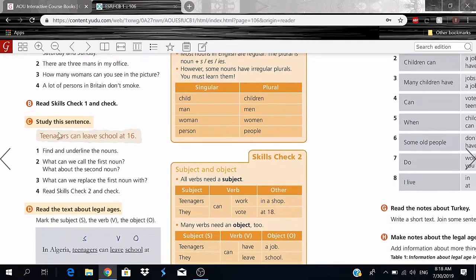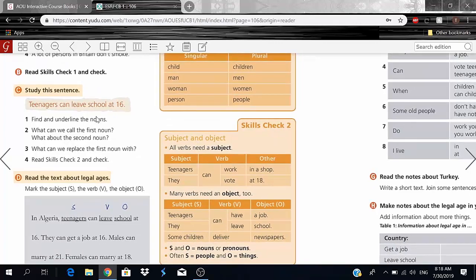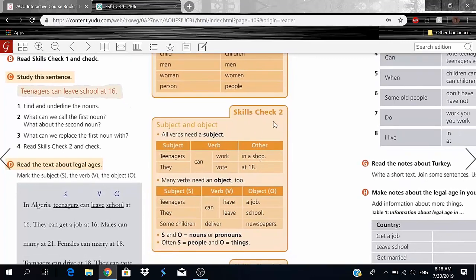Here we have exercise C. Study this sentence. Teenagers can leave school at 16. And it wants us to find and underline the nouns. What can we call the first noun, and what about the second one? Before we do that, let's actually read skills check 2. We're going to be talking about the subject and object.